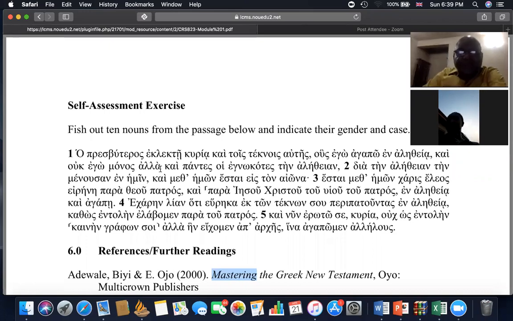This is the first one, but I'm not sure this one has a lot of subjunctive. Have you done this exercise? Okay, hina agapōmen allēlous. This is one subjunctive.